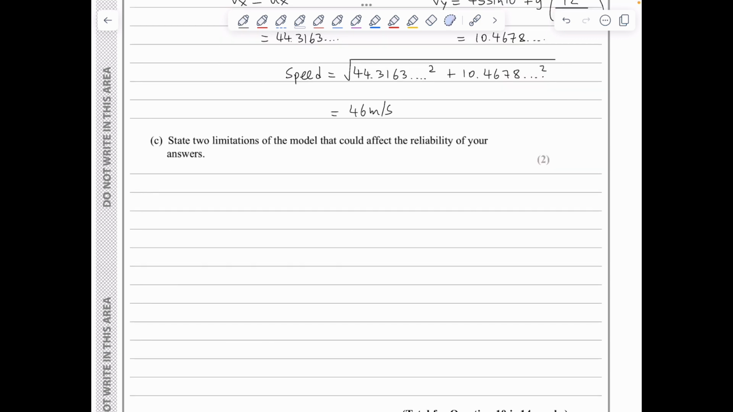And finally, we need to state two limitations of the model that could affect the reliability of our answer. So first of all, we are modeling the ball as a particle, so we are completely neglecting its dimensions. So the dimensions of the ball have not been accounted for, and also we have ignored the air resistance. These are the two things you could say, two limitations for the model.